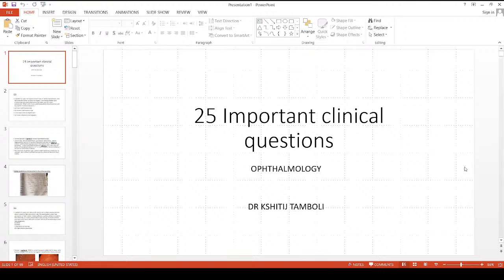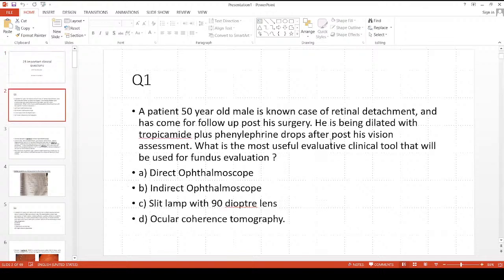So good evening, everyone. I'm Dr. Kshitish Tambori. The question asks for the most useful evaluative clinical tool that will be used for fundus evaluation. So I will tell you two things. First of all, there are two ways of solving a question. Either you read the question, get a clue for your options, think of your answer and then go to the options. Otherwise, you read the question, mark the important points, then see the options and then come back to the question. So here, if you know everything about the question, you know you're going to get the answer: the patient is dilated for fundus examination with drops like tropicamide and phenylephrine.